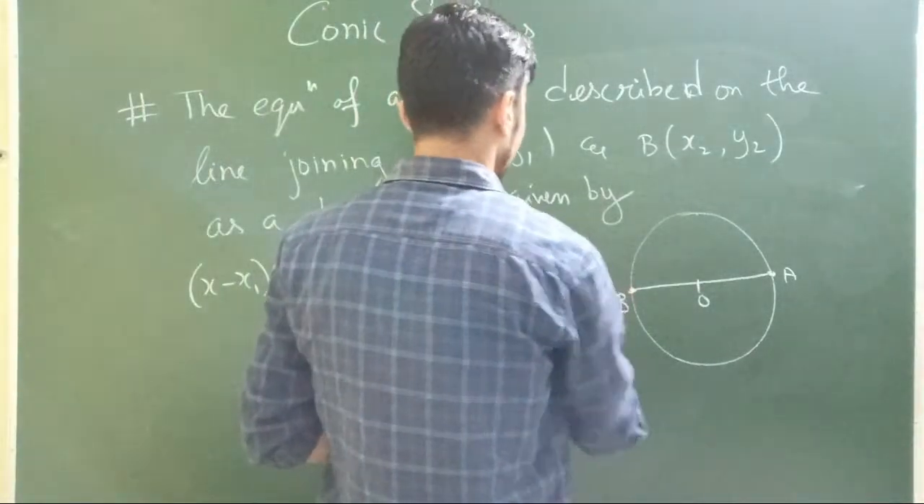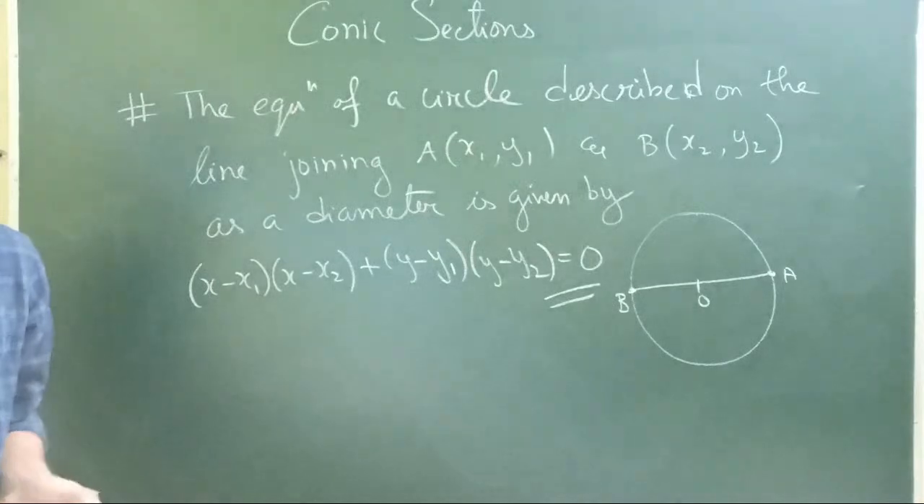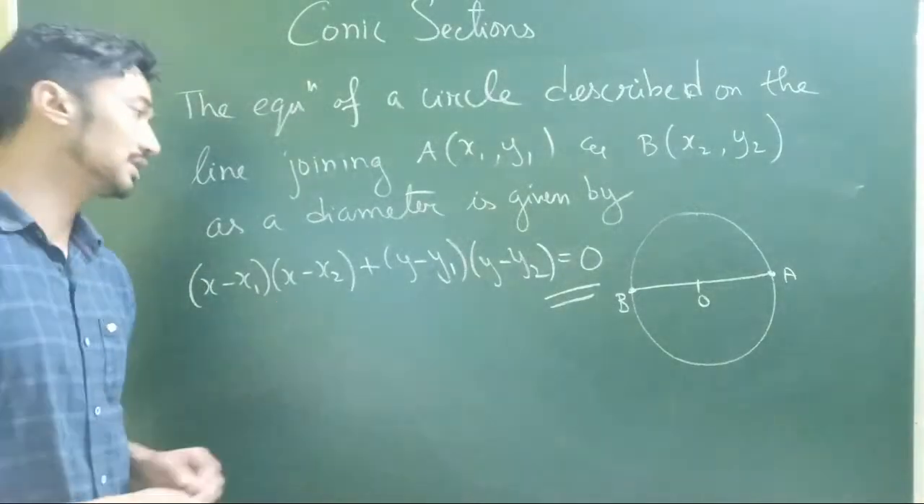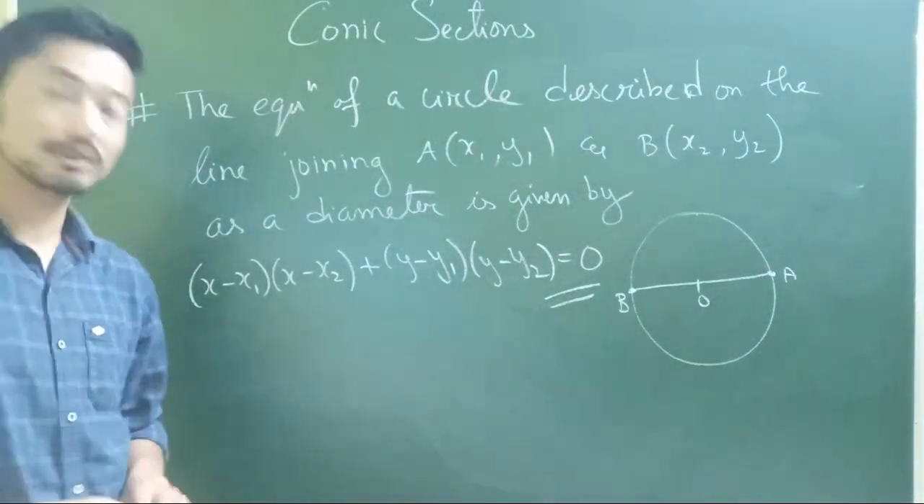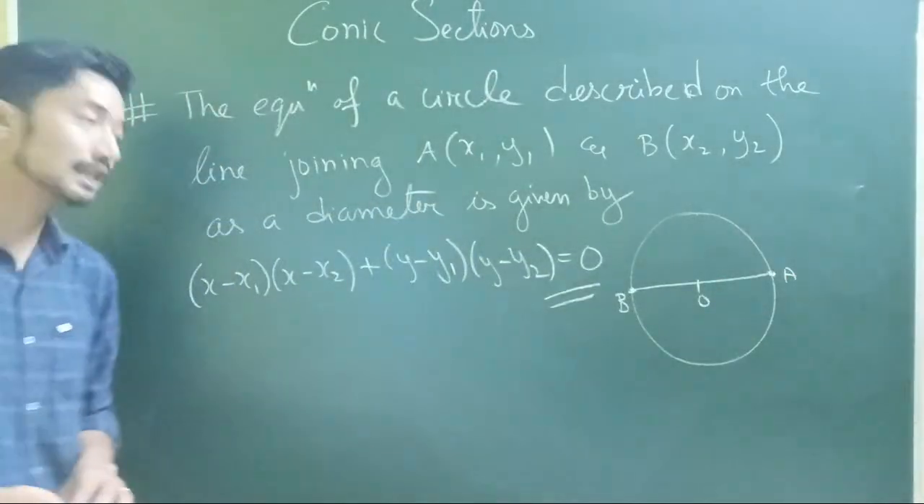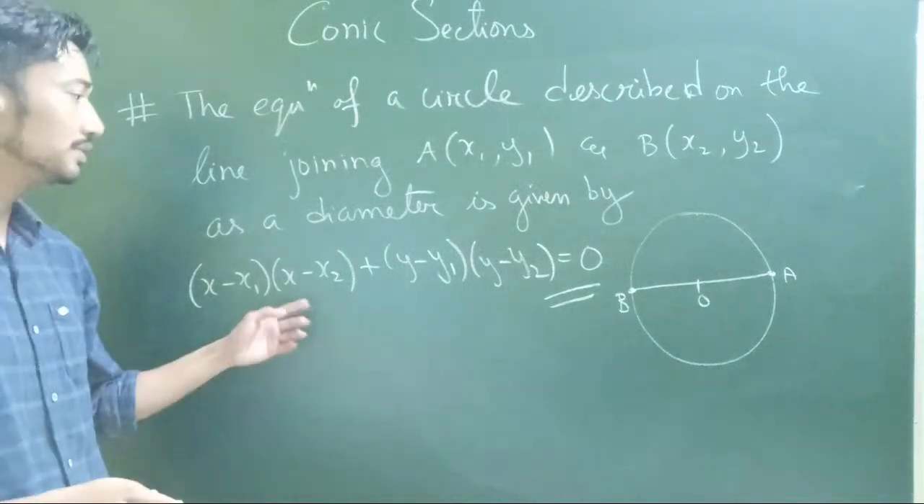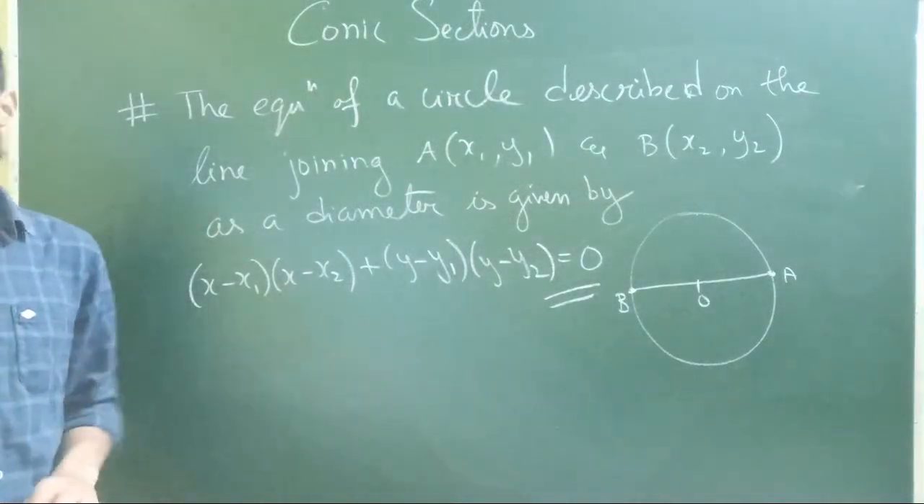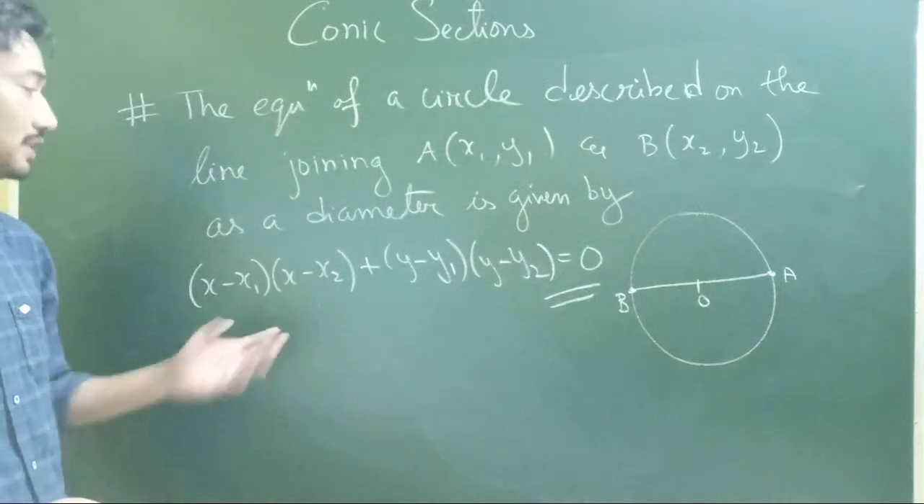equal to 0. So sometimes what happens is the center may not be given to us, radius also may not be given to us, but the end points of a diameter might be given to us. So in that case also, we can use this equation. Of course, you can use other forms also, definitely, but you can use this equation straight away.